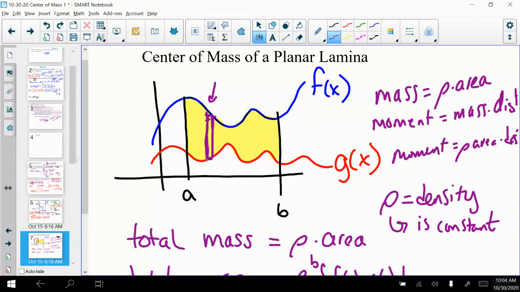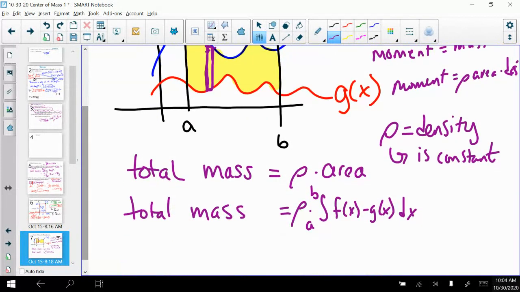Okay. So remember what we established right here was that our total mass of our planar lamina is rho times the area. And finding the area between two curves is not anything new for you guys.